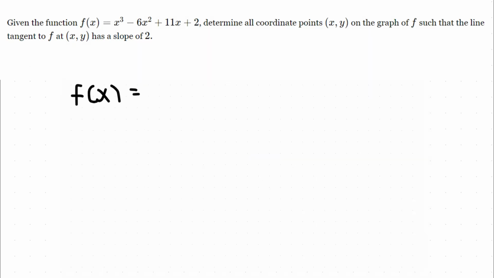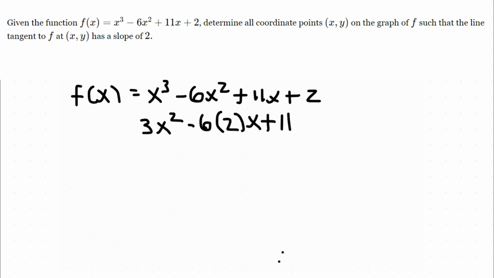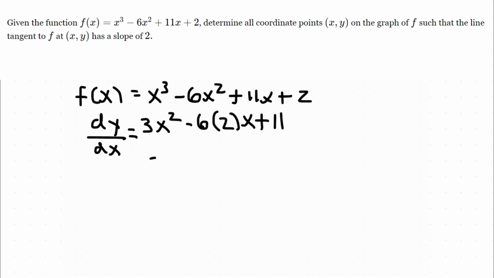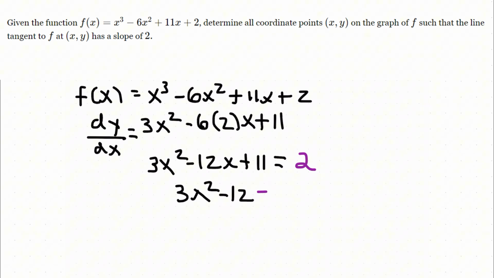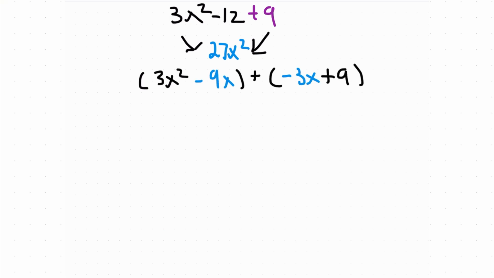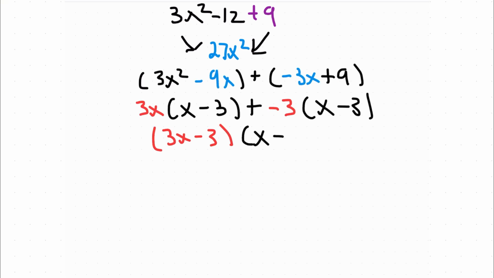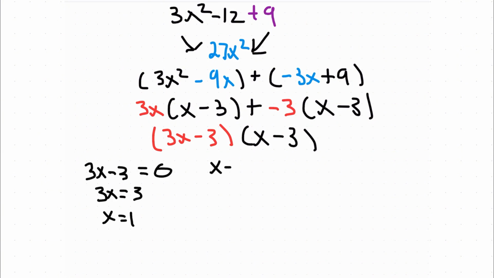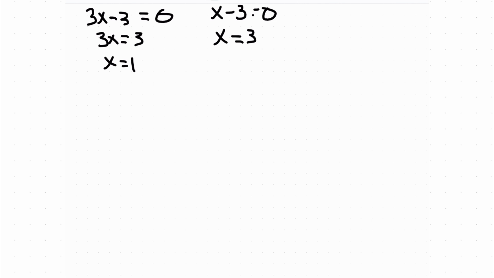For this word problem, it's asking us what points on the graph of f of x has a slope of 2. To solve, let's find the derivative of this function using the power rule. The derivative is 3x squared minus 12x plus 11. We'll set this equal to 2 since we are finding when the slope is equal to 2. Subtract both sides by 2 to set the equation equal to 0. Now let's use the AC method to factor this trinomial. Our two x values we get are 1 and 3.